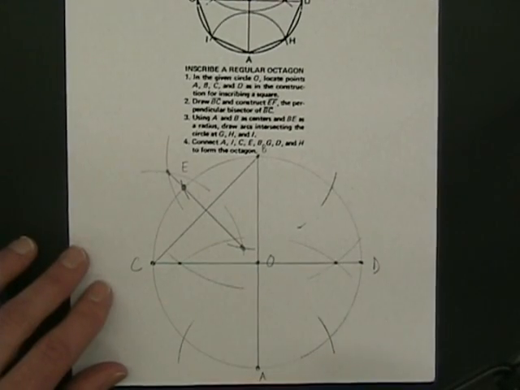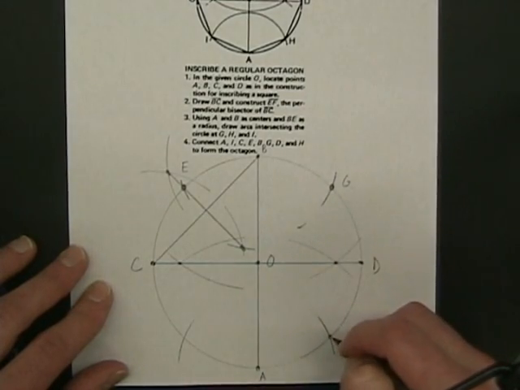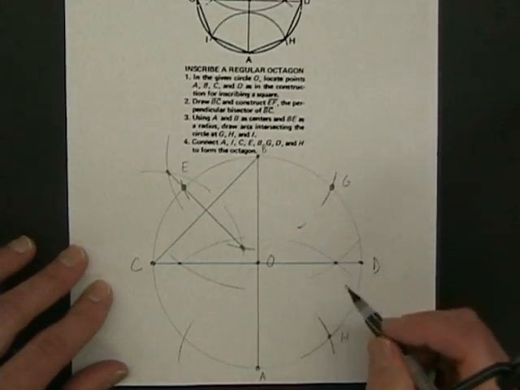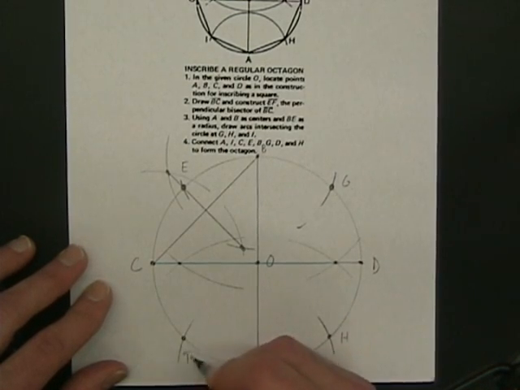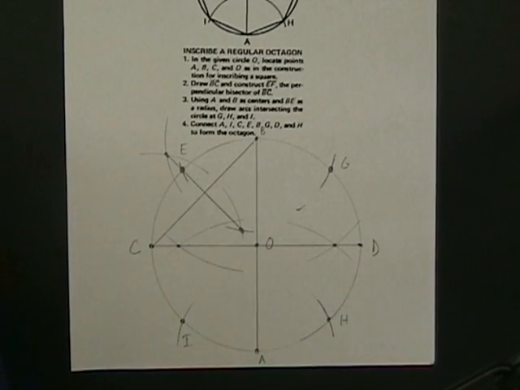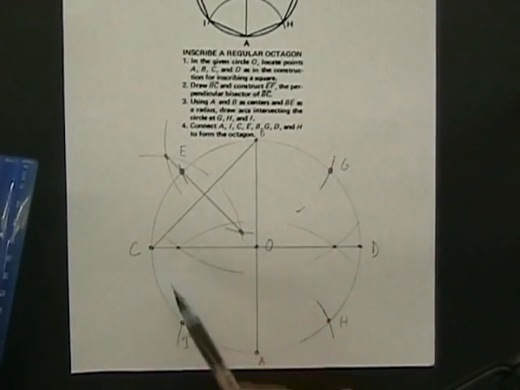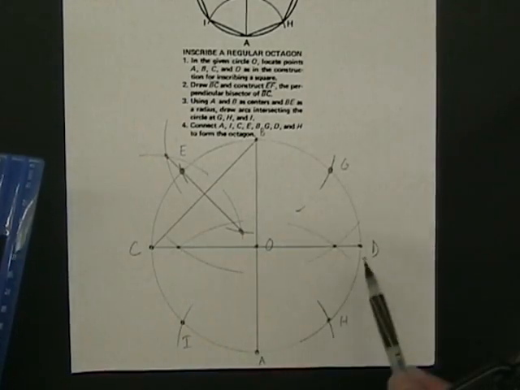And I'm going to label those points G, H, and I. Now to complete my octagon, I just need to connect the points on my circle.